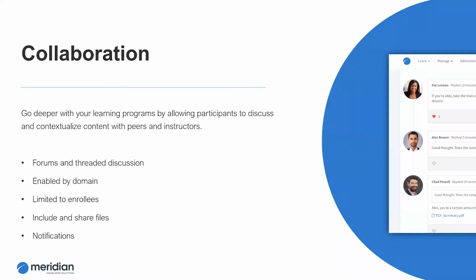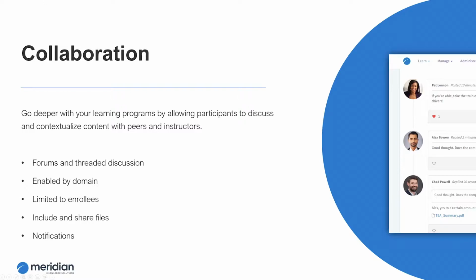These are all enabled by domain, so if you don't think collaboration is appropriate, you can turn it off for an entire domain. Collaboration is also enabled on individual content items, so you can decide it's appropriate for this type of course or this course itself, but maybe not others, and leave it off. Particularly for classroom-based courses, anybody enrolled in the course is automatically enrolled in that collaboration area. People can share files and be notified when people comment on or reply to their comments.